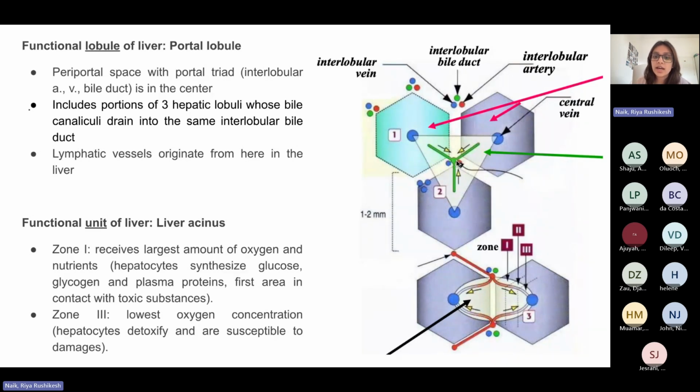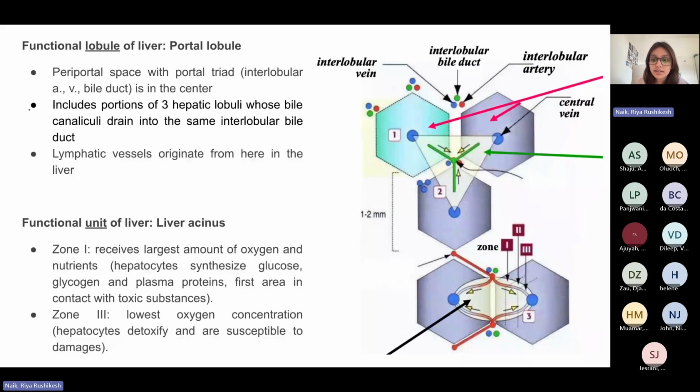So this is your portal triad, and it gets the secretions out from 3 hepatic lobules, right? So as you can see here, there's 3 of them, and the things from these 3 are draining into this one lobule over here. One key difference to note over here is that lymphatic vessels originate from here and then they spread out into the liver outwards. But all the other vessels and bile and everything is coming from the classical lobules into the portal triad.